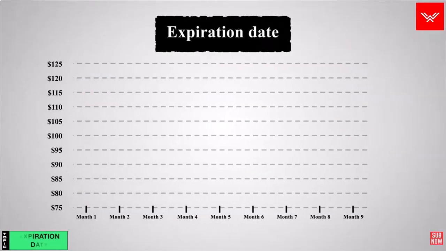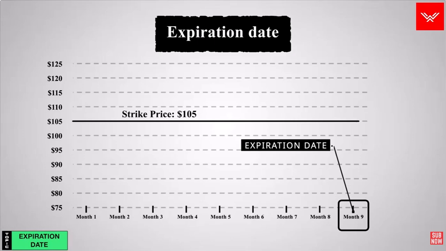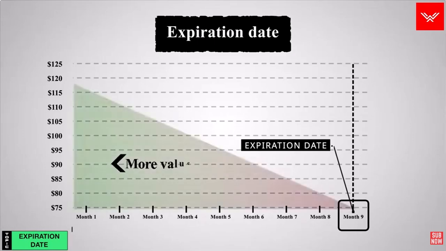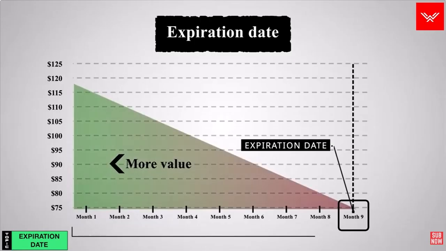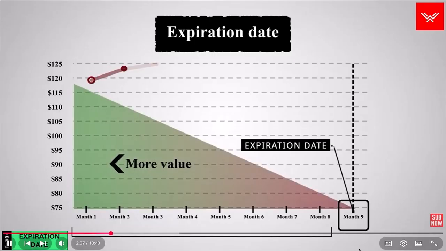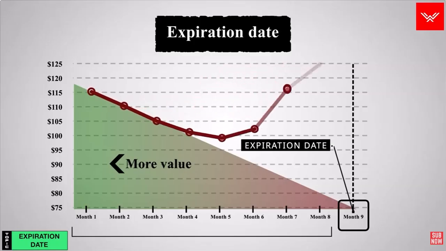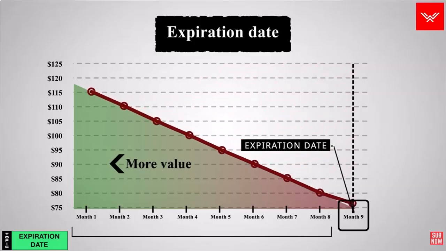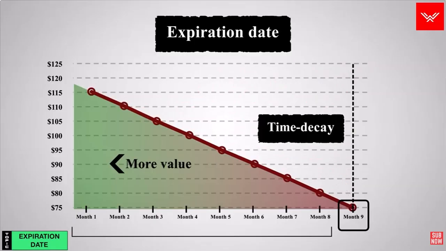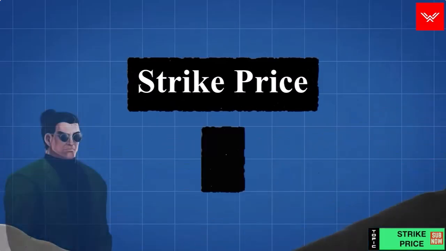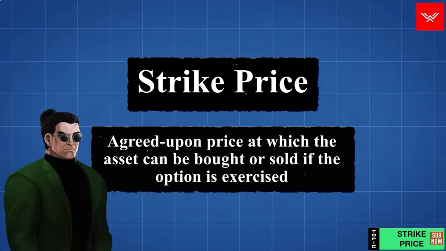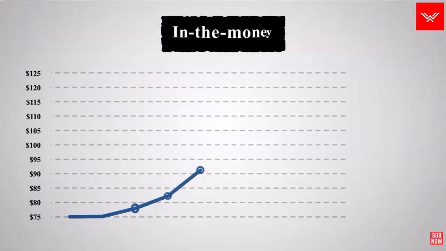Expiration date. If you haven't exercised the option by the expiration date, the options contract becomes worthless. The more time there is before an option expires, the more valuable it is. If all things are equal, an option loses value the closer it gets to the expiration date, because the probability that price will move decreases. This is known as time decay. Strike price. The strike price is the agreed upon price at which the asset can be bought or sold if the option is exercised.